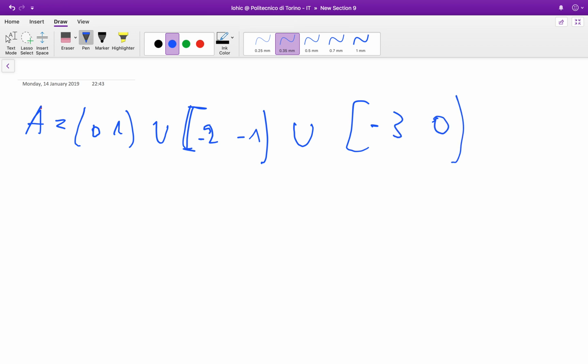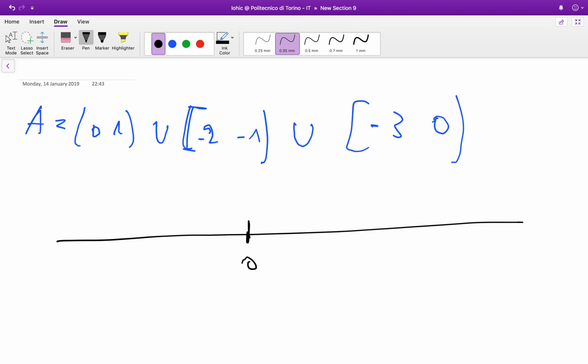So let's try. When you have this kind of exercise, please, guys, try to draw the set. Drawing the set means, for example, that here will be the center, that's 0, right? Then I will take this is 1, this is -1. Just put the points that you need. This is -2 and this is -3. Nice. So the first interval is from 0 to 1.